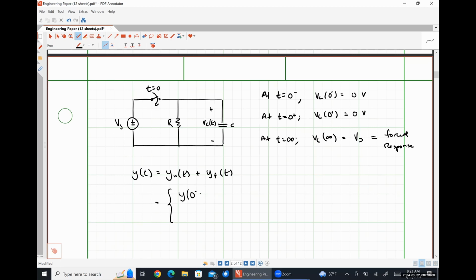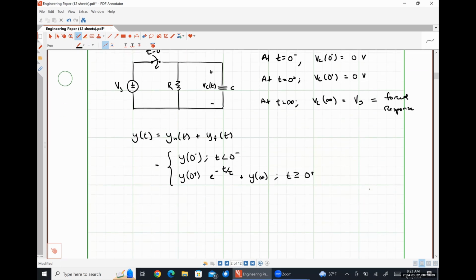We're going to have y at 0 minus for t less than 0 minus. And then we're going to have y at 0 plus e to the negative t over tau plus y at infinity for t greater than or equal to 0 plus. So if we were dealing with our capacitor voltage, we find that there's a little bit of a hiccup here, right?